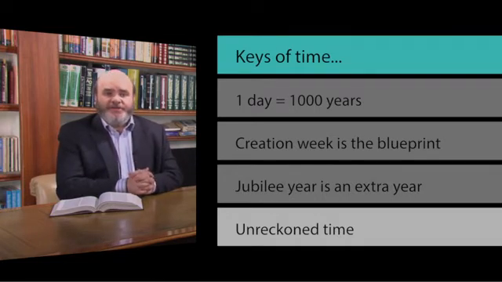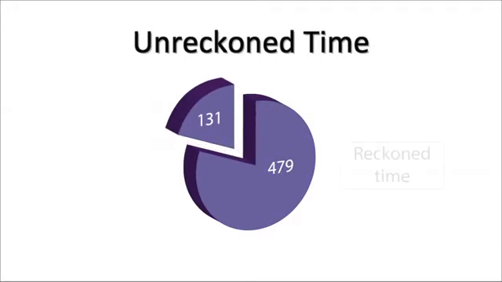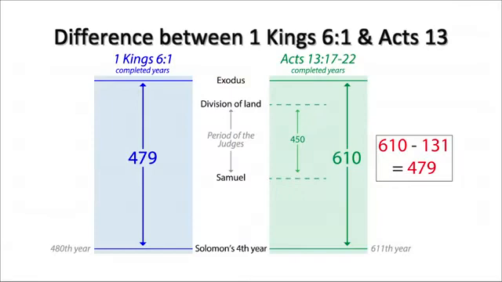This is convincingly revealed by the 479 completed years recorded in 1 Kings 6:1, which are 131 years short of the actual time. Now, the total times of servitude are also 131 years. So if they are subtracted from the total time, this gives exactly 479 years. The only alternative to this solution is to force the periods in Judges and Acts 13:20, which add up to 610 years, to fit into the 479 years of 1 Kings 6:1. This involves torturing the scriptures.